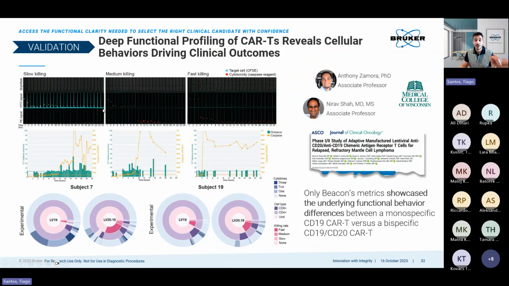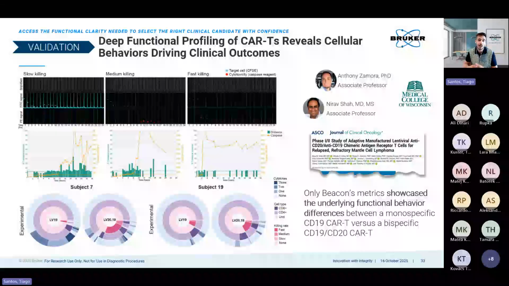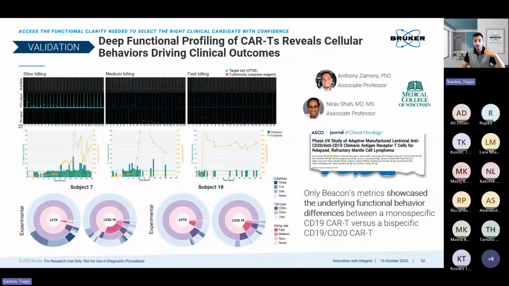And so what you're seeing here is what I mentioned, tracking the different subsets of CAR-Ts and the way they behave. And this is only enabled using Beacon and live functional screening, because he managed to stratify the different CAR-T subsets within the products based on the killing capacity and the cytokine secretion. And why is this relevant?